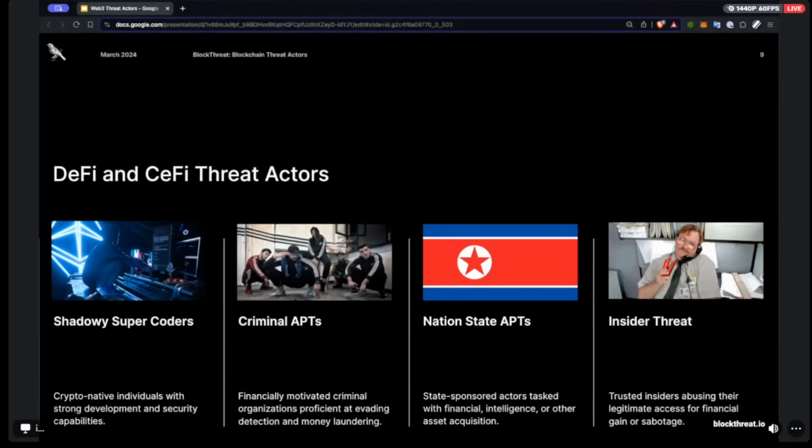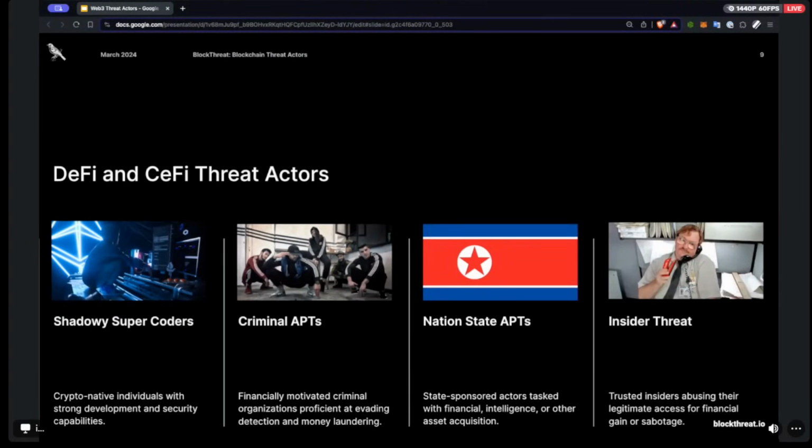Then we have criminal APTs. These are hardened criminals. They've been doing this for decades. They traditionally operate things like ransomware. They steal credit cards. And obviously, now that they're watching the crypto summer, they're like, this is where the money's at, so let's focus on that. They're bringing boatloads of experience and knowledge of how to attack systems to this new domain.